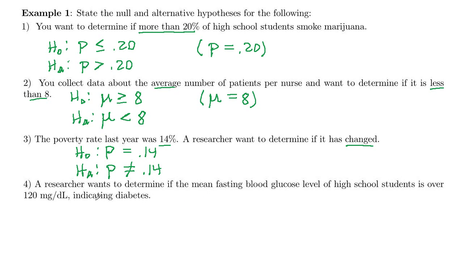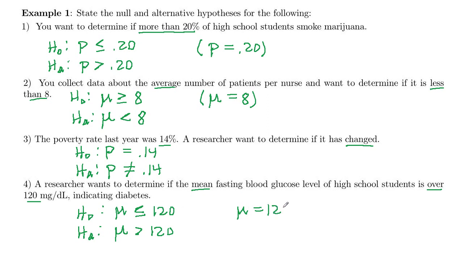And then last example here, a researcher wants to determine if the mean, we're dealing with means, mean fasting glucose level of high school students is over 120, which would indicate diabetes. So H0, HA, HA is what we want to show or determine. We're dealing with means, so this will be mu, and we want to know if it's over 120, so greater than 120. If that is not the case, then the opposite happens, less than or equal to 120. And again, some books would do equal 120.